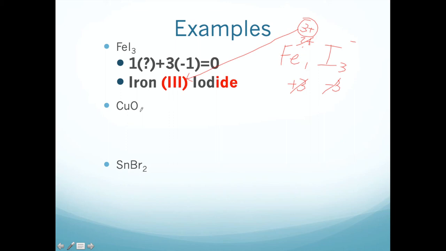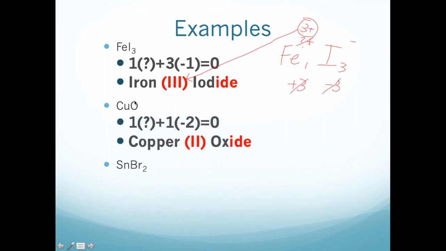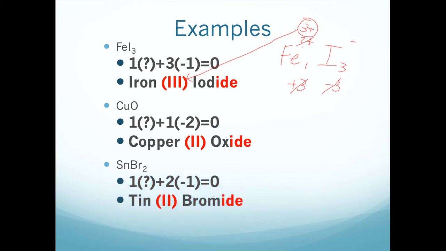Okay, so hopefully you've tried this out now. So we have CuO, and you've probably figured out that since your oxide has a -2 charge, your copper must have a +2 charge to balance it out. This is copper 2 oxide. Okay, and the next example over here, that's tin 2 bromide.